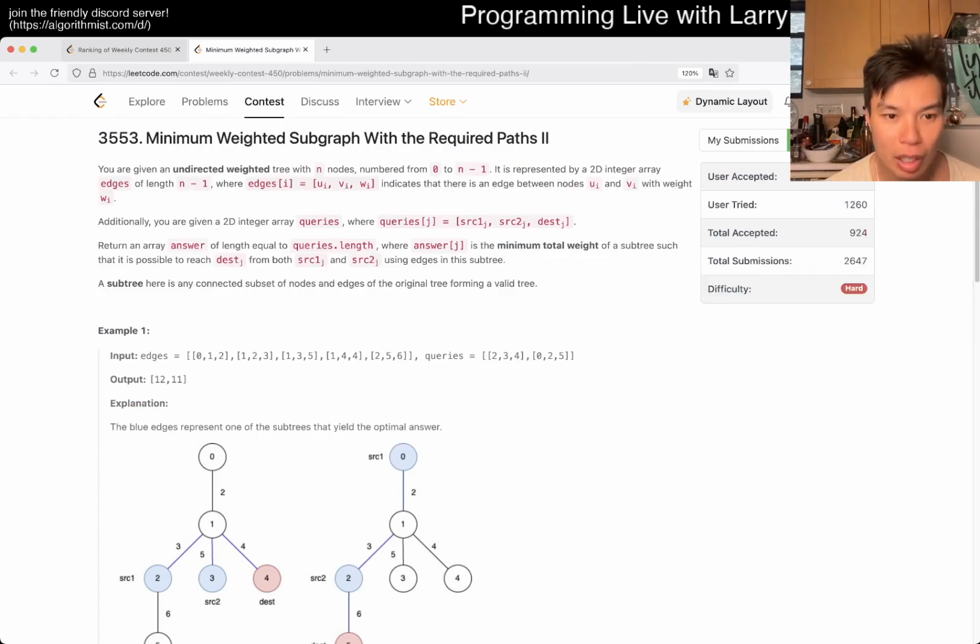But still. Okay, you're given an undirected tree, so the n-1. Okay, it's an undirected weighted tree. Okay, that's just setting it up. 2D arrays, you have query, source, destination, minimum total weight of subtree.